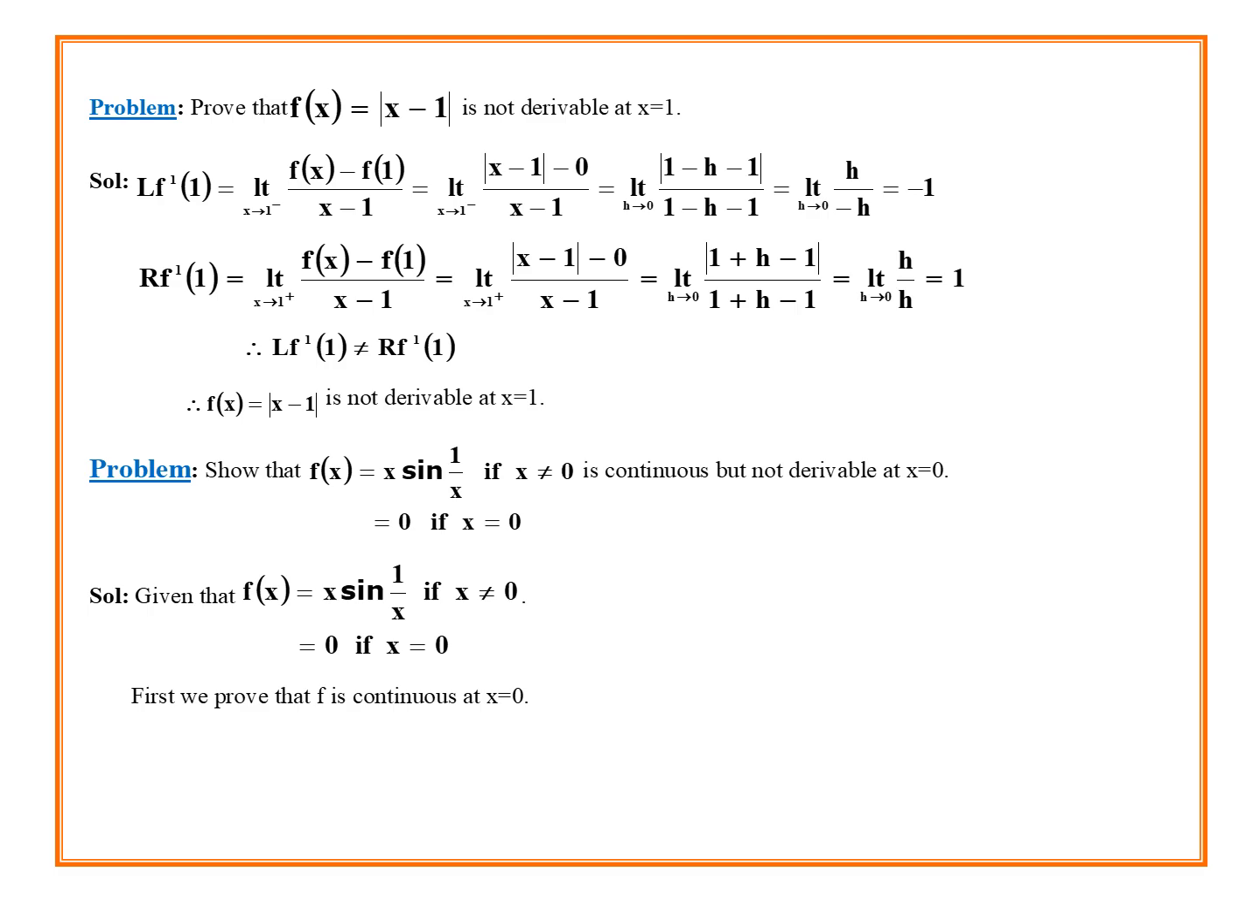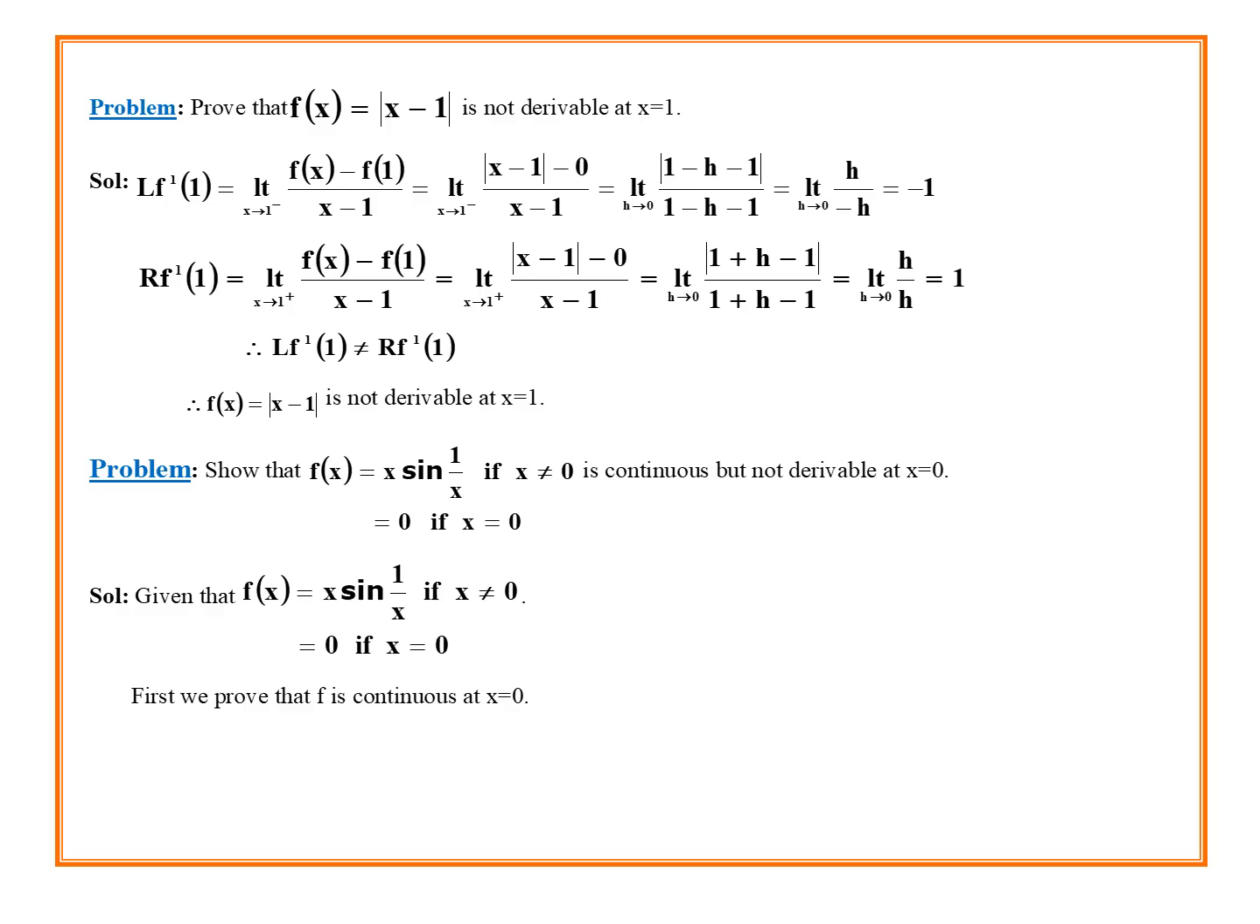Plus 1 minus 1 gets cancelled, we get limit h tends to 0 h by h. The value is 1. Therefore, both are not equal. Both are not the same, which means not equal. Limit f dash 1 is not equal to L f dash 1, not equal to R f dash 1. Therefore, f of x is equal to mod x minus 1 is not derivable at x is equal to 1.